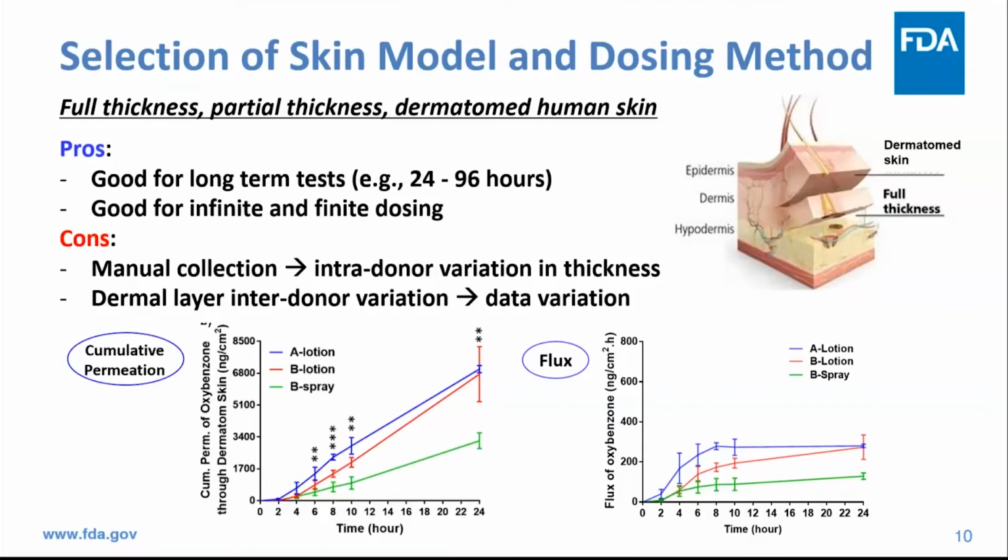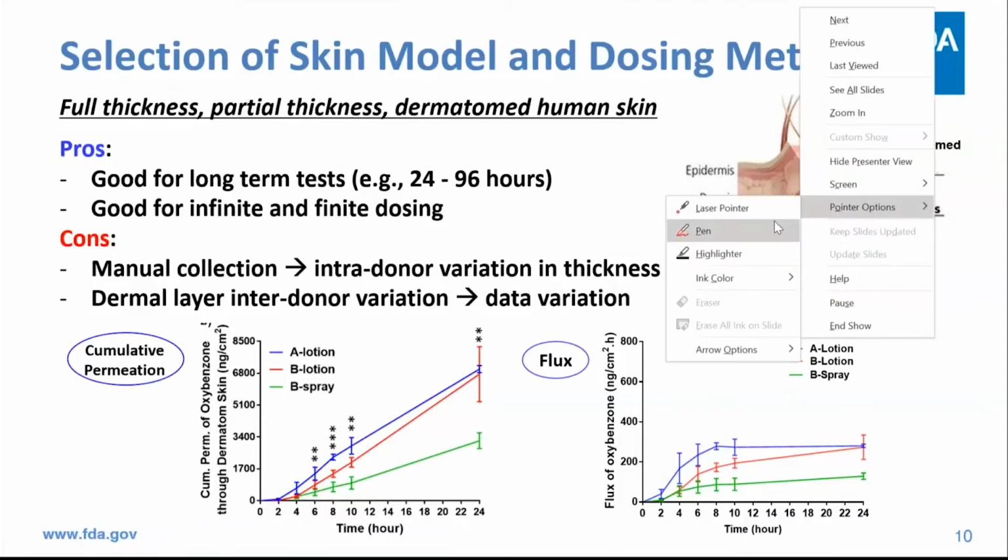Also, both infinite and finite dosing can be used as the integrity of the dermatomed skin can be easily maintained. However, dermatomed skin manually collected from human cadavers may have intradonor variations in thickness, and interdonor variation of the dermal layer compositions could also contribute to data variations. Since sampling is manual using the vertical Franz cells, we were unable to collect permeation samples beyond 10 hours, as you can see from the graph at the bottom.